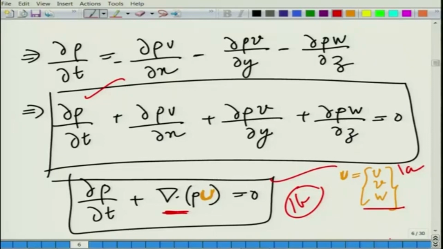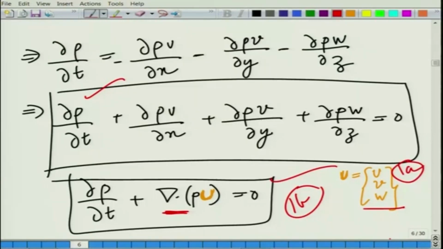Now, we can very quickly put the isentropicity condition here, but I guess we will probably wait till the derivation of the momentum equation. In fact, we will use the 1a form to derive the more simplified form of the momentum equation.